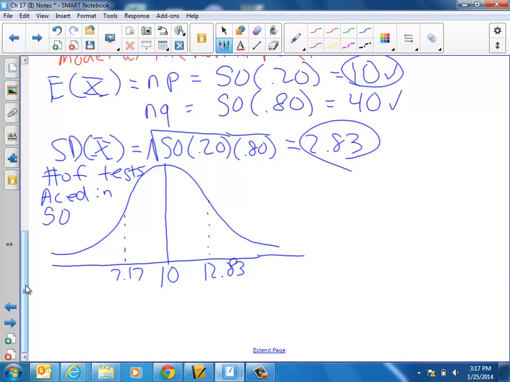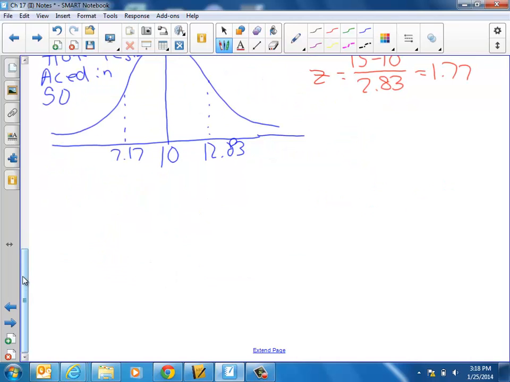And we want to know the likelihood that we would pass at least 15 of them. So we need the z-score. Hooray! We need to know how many standard deviations from the mean is 15 tests being aced. So 15 is the data value we care about. Subtract off the mean here of 10. Divide through by your standard deviation of 2.83. You'll find a z-score of 1.77. Awesome.